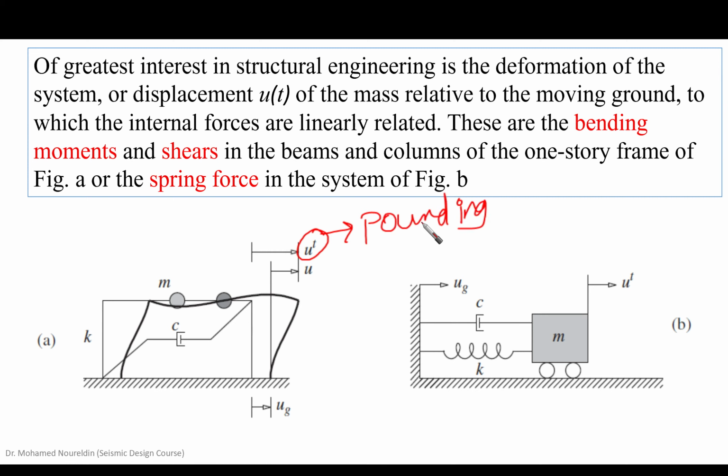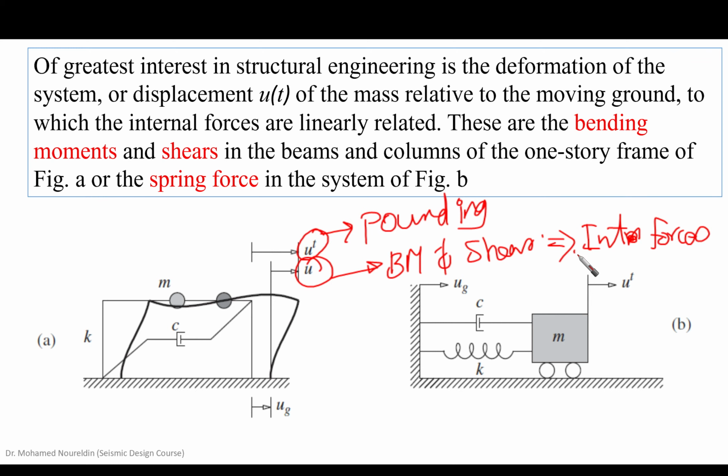But u, the relative displacement, is important if we're going to talk about the bending moment and shear forces in beams and columns, which means that it is important for internal forces. So u total is important in pounding. And u, the relative movement, is important for obtaining the internal forces, which are the bending moments and shearing forces for our structural elements. Now let's go to the next part.